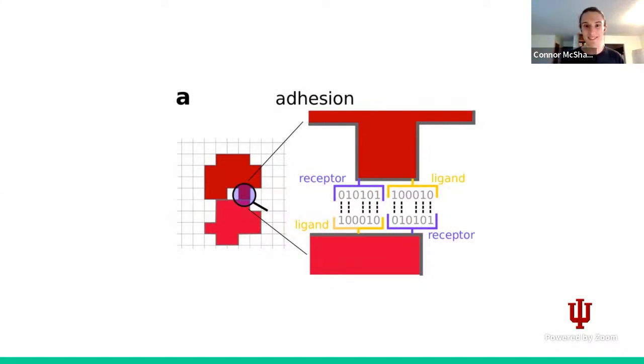So, refocusing back into the receptors and ligands. The more complementary the bit strings are, the stronger the binding is. When they're very complementary, they are strongly binding.